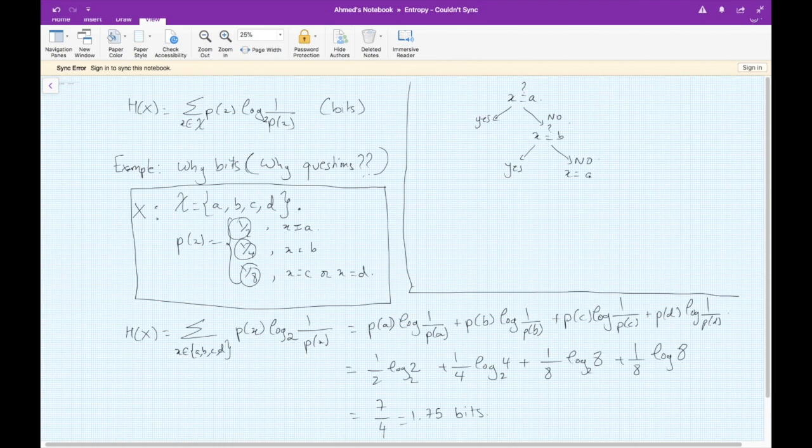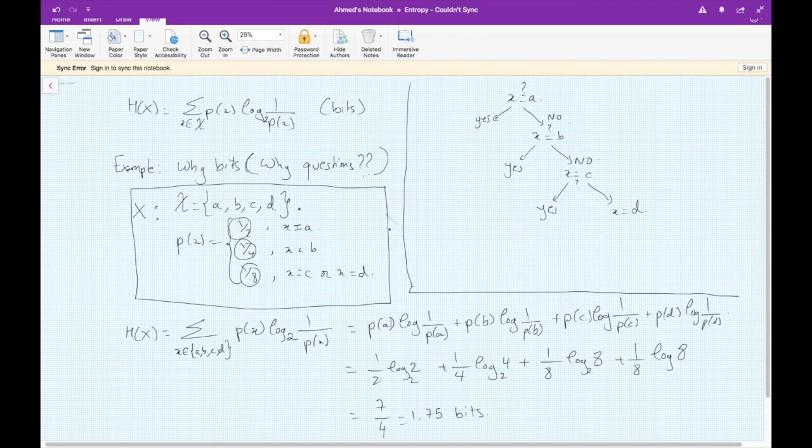Is x equal to c? If yes, I'm done, and if not, then x is definitely going to be d. So here at most I asked how many questions? I asked 1, 2, and 3. 3 questions. 3 question marks. So at most I asked 3 questions.